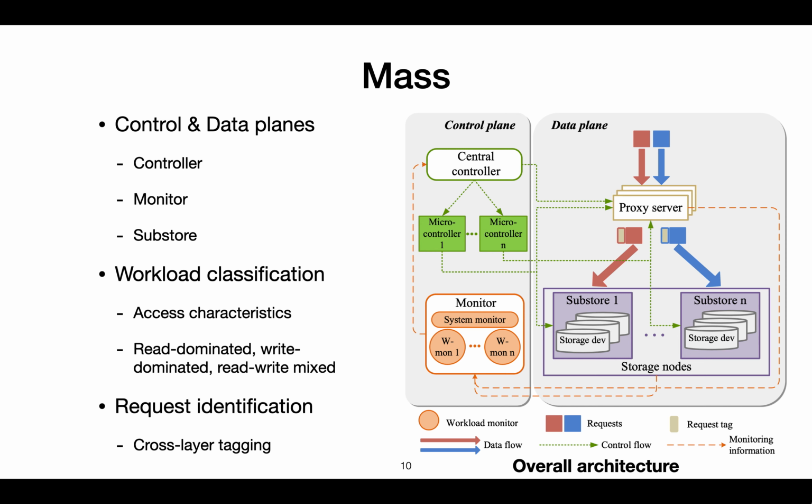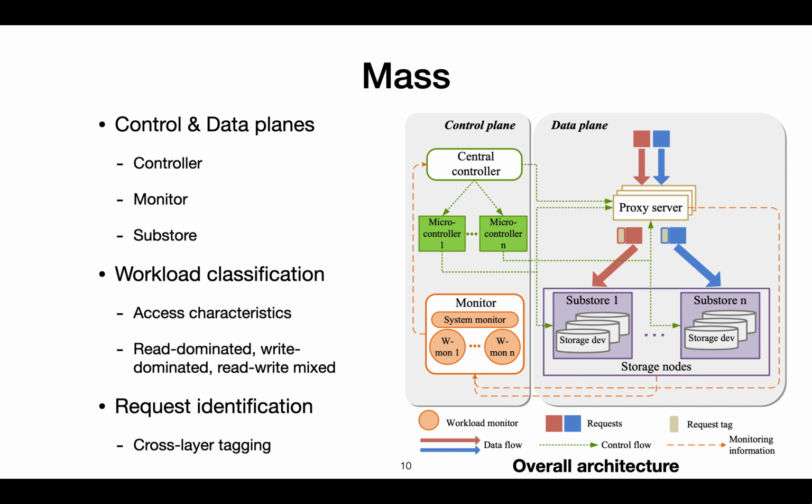The monitor components include a system monitor and workload monitors. The system monitor collects some performance indicators of each node, such as I/O weight, CPU usage, and memory usage. The workload monitor counts the read and write requests of the workload. The information is transmitted to the central controller for workload classification and policy decision. According to the access characteristics, the workloads are classified into three types: read-dominated, write-dominated, and read-write mixed.